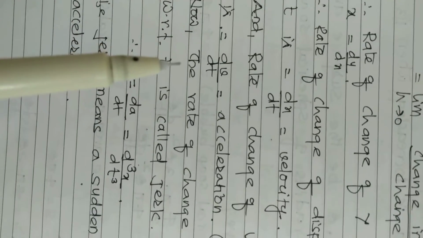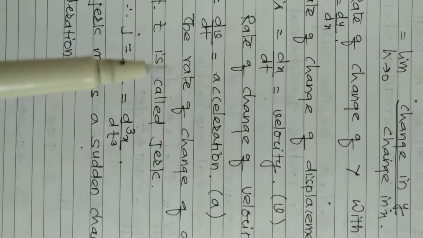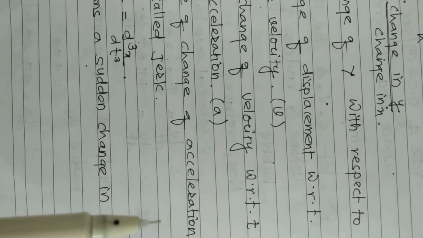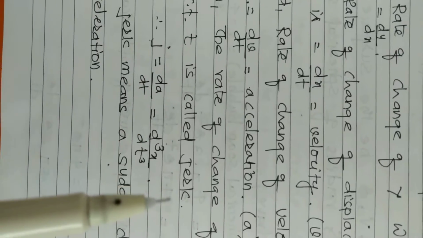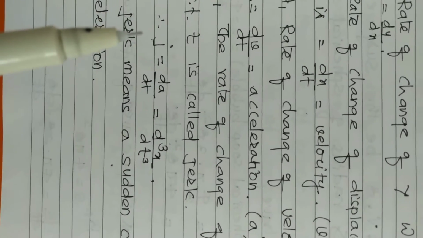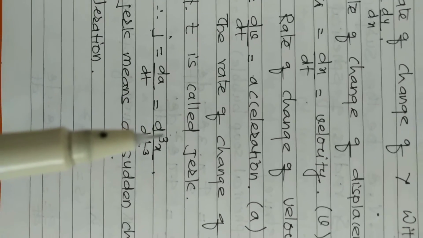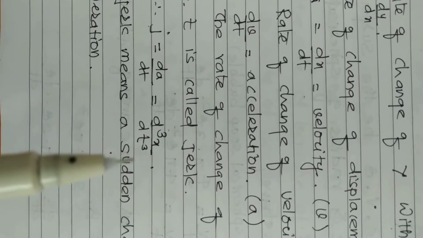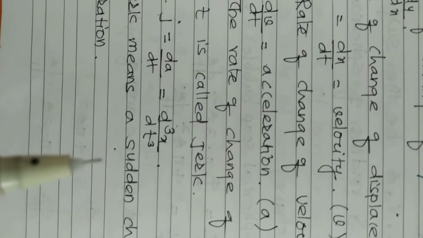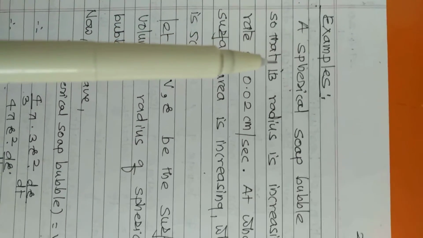And then, as we consider acceleration, the new aspect included is the rate of change of acceleration, that means a with respect to t. We call it jerk and it is denoted by j. So you can write dA upon dt. In terms of x, it is the third derivative, that means d cube x by dt cube. So jerk means sudden change in acceleration. So we have to solve certain examples related to that.